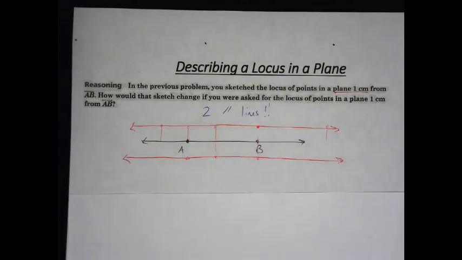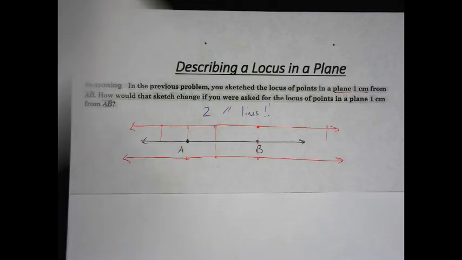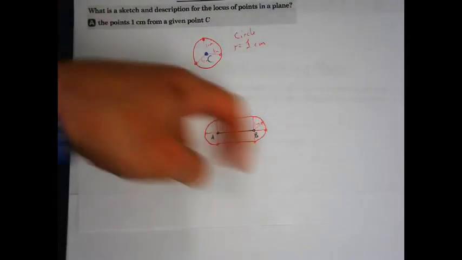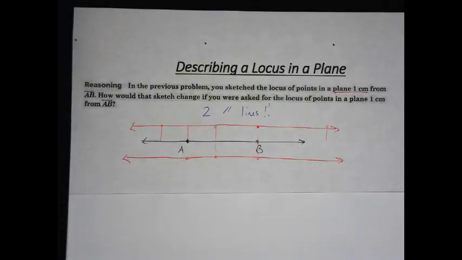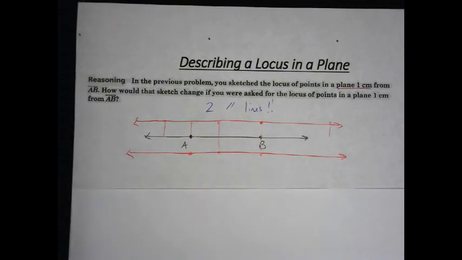So notice what changes. When we had a segment, the locus wrapped around the endpoints, versus line AB, where now we have 2 parallel lines. So be it, but that's just important to think about. So that is a locus.